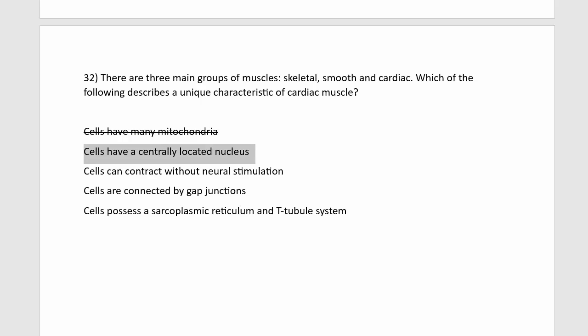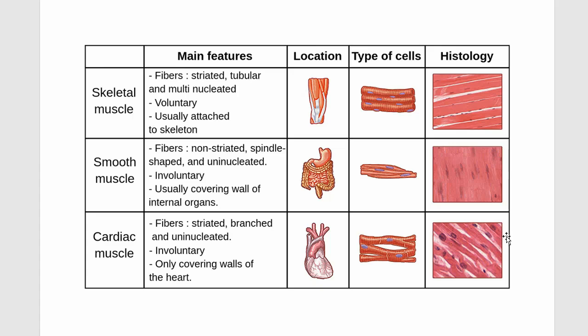So cells have a centrally located nucleus. That is not unique to cardiac cells, because smooth ones have it as well. Next, cells can contract without neural stimulation. Due to the presence of pacemaker cells in cardiac tissue, myocytes can contract in isolation, and they do not require neural stimulation in order to contract. It's important that the heart is able to contract rhythmically and independently of neural stimulation, because this allows the heart to continue beating even if the connection is severed.